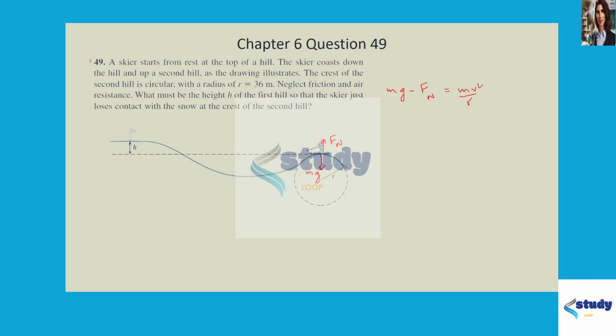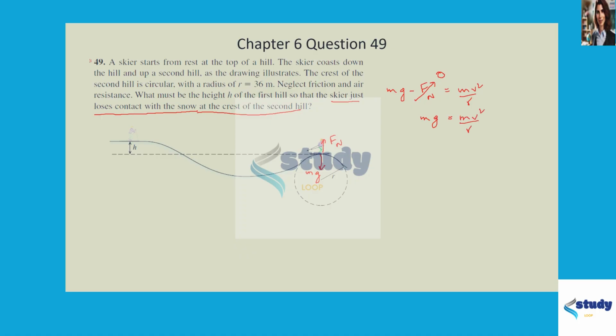But then we know that at the highest point, the skier just loses contact with the snow at the crest of the second hill. What that means is that at the top of the crest of the second hill, the Fn will be 0, which gives me mg is equal to mv squared over r.